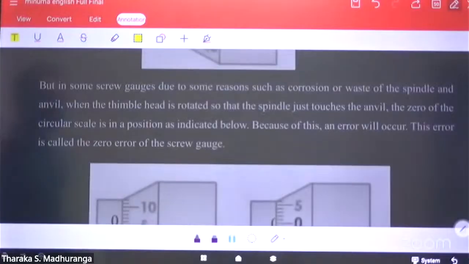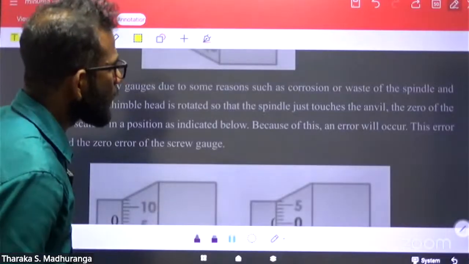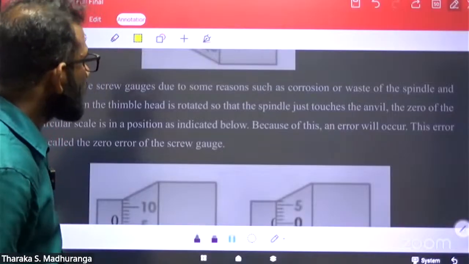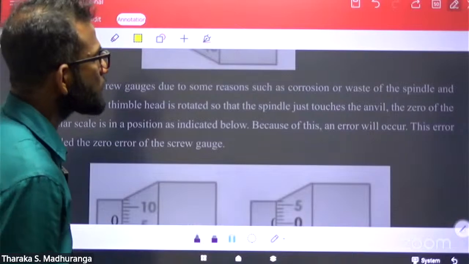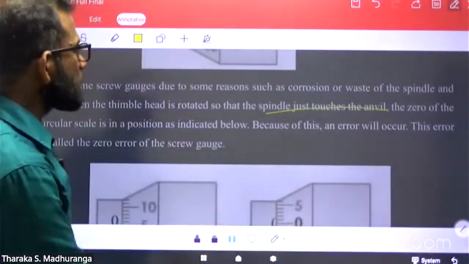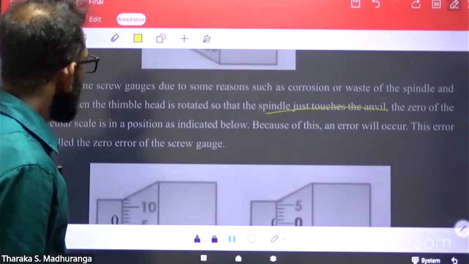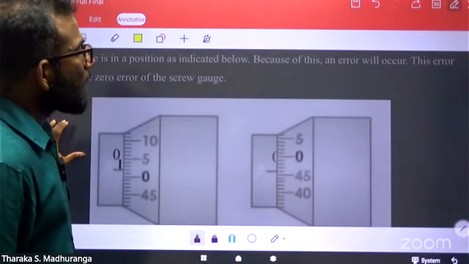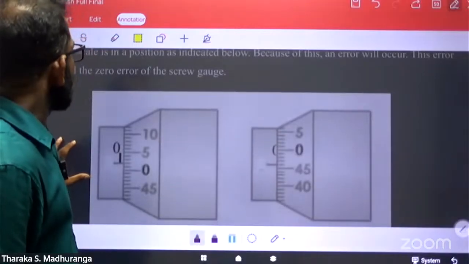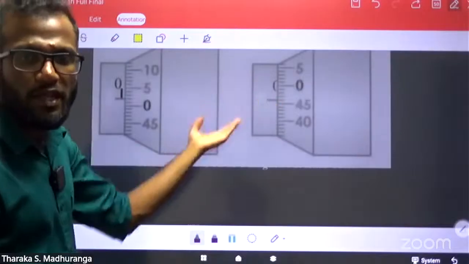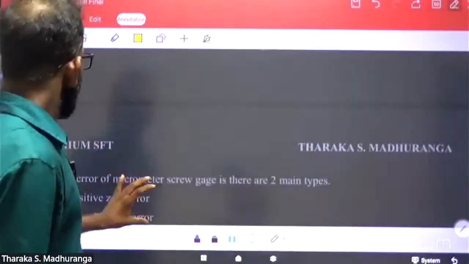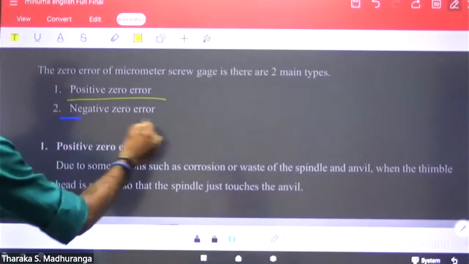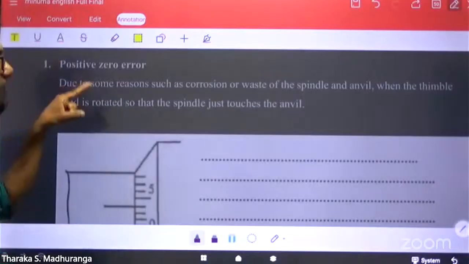But in some screw gauges, due to reasons such as corrosion or wear of the spindle and anvil, when the thimble head is rotated so that the spindle just touches the anvil, the zero of the circular scale is in a position as indicated below. Because of that, an error occurs. Now I have given the zero error of the micrometer screw gauge. There are two main types, positive zero error or negative zero error. This is the positive zero error.